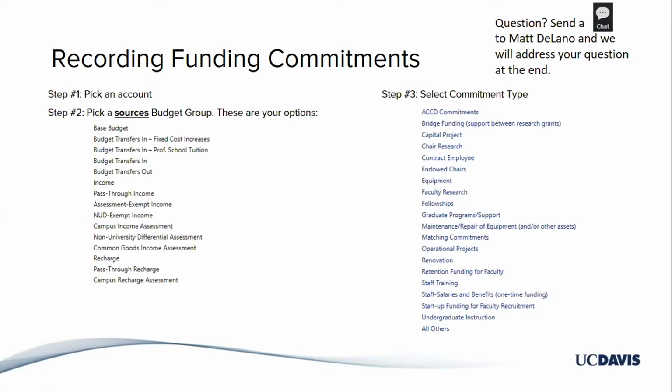So then step 3 is just a more defined description of the commitment type. So whether it's coming in from ACCD commitments or it's for equipment, different things, so that you can have some descriptors of what this commitment is actually for.